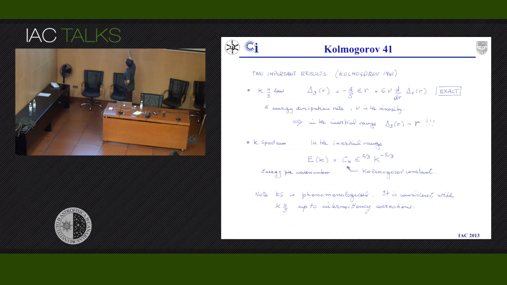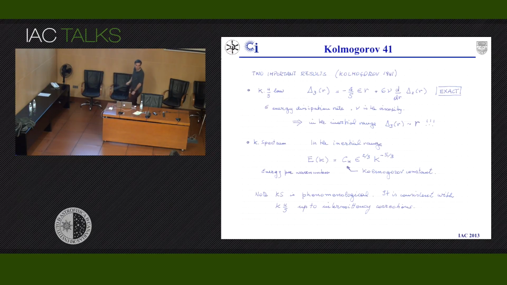Okay, important thing. The 4/5 law is exact. All right? No approximation, no nothing. He just took the Navier-Stokes equation, mucked around with moments, and got this result. That the third order structure function, remember what those things were, take velocity differences, raise them to the third power, ensemble average anyway, is minus 4/5 epsilon times r plus all sorts of stuff that depends on the viscosity. In the inertial range, the viscosity is 0, so this goes away. So in the inertial range, the third order structure function goes linearly with r.